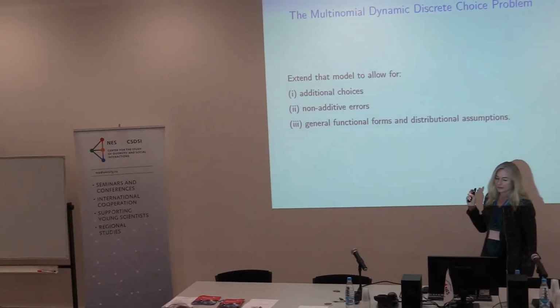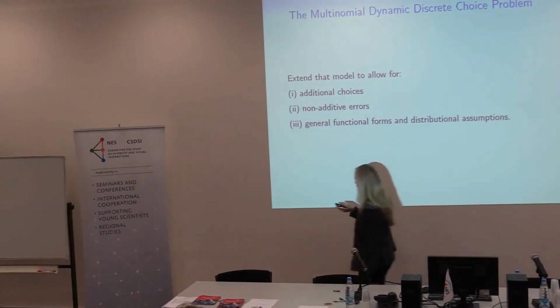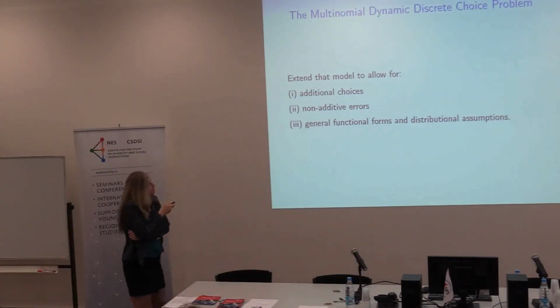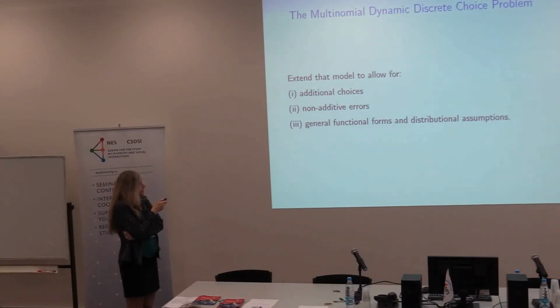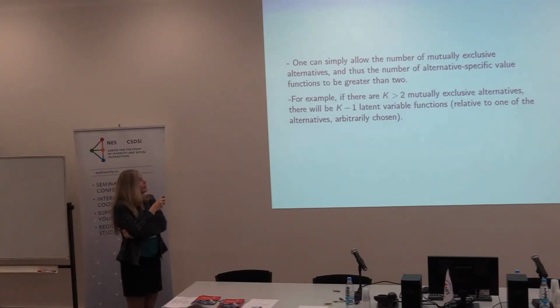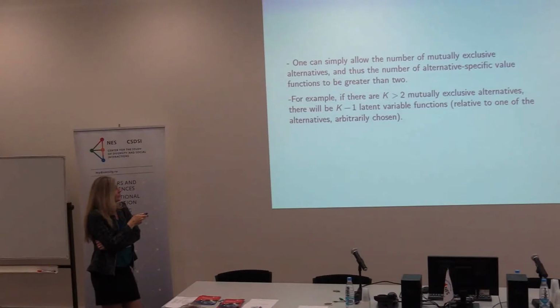I wanted to talk a little bit about how we extend from the binary case to the multiple choice case. There are different ways we could extend it. More than two choices, because in reality you might want to model labor supply and fertility, multiple things you're interested in. Non-additive errors, allowing log wages and not wages, and different distributional assumptions and functional forms. It turns out these extensions are pretty straightforward, and similar to the static multinomial case. If you have three choices, then you get two latent variable functions, like these index functions.